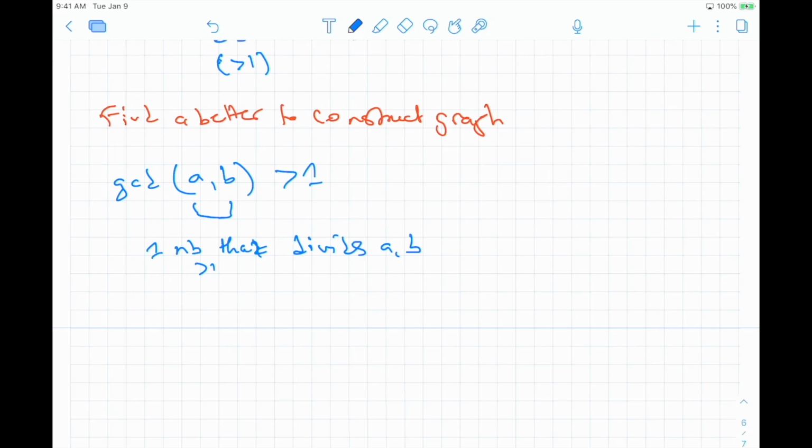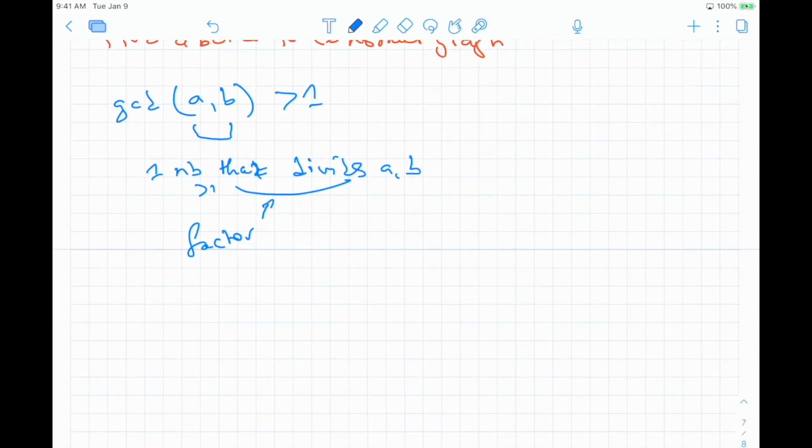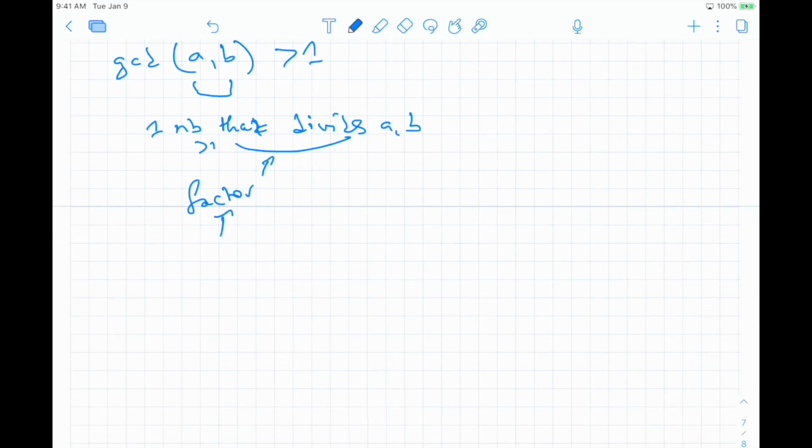Now, what does it mean that a number divides A and B? Well, basically it means that it's a factor, okay? And if that factor is not a prime, then you can actually divide this factor into multiples of primes. And so all we need to find is the prime factor that they share together.